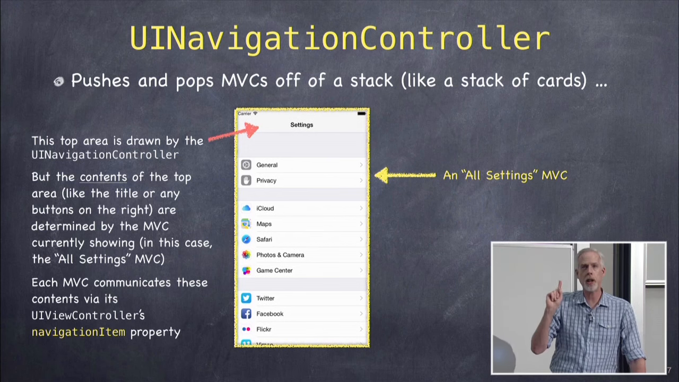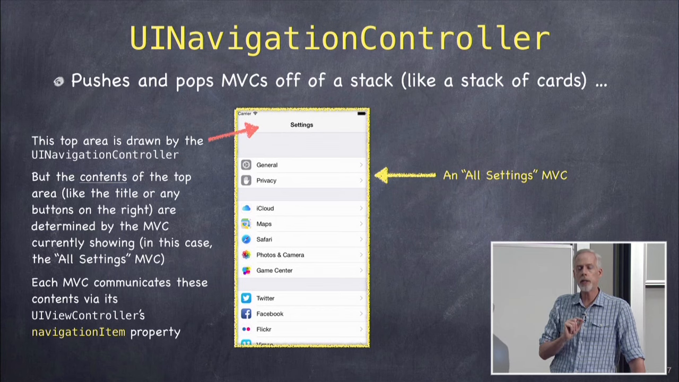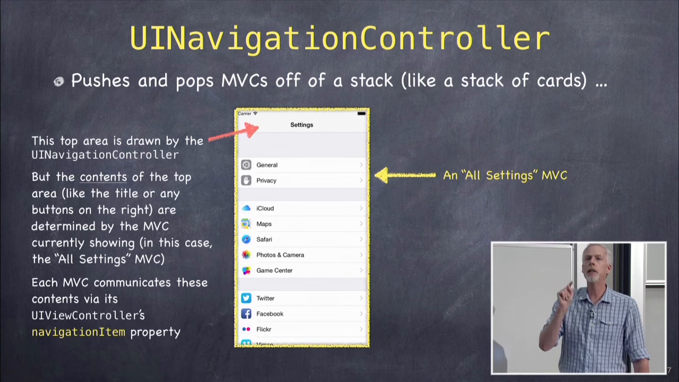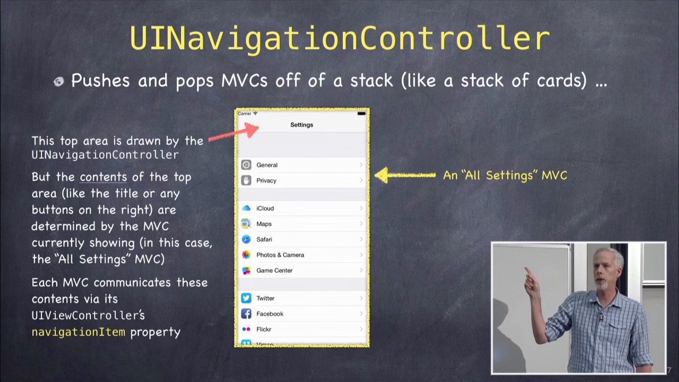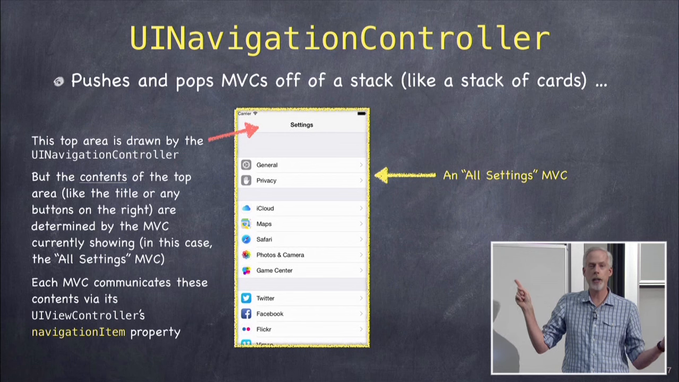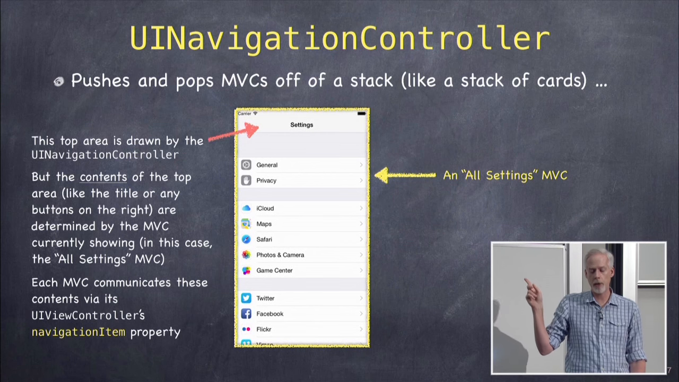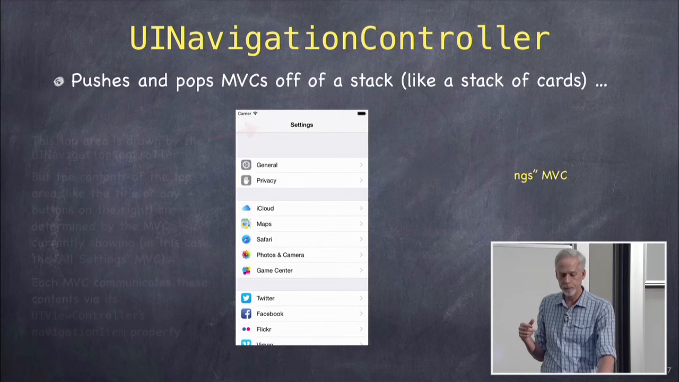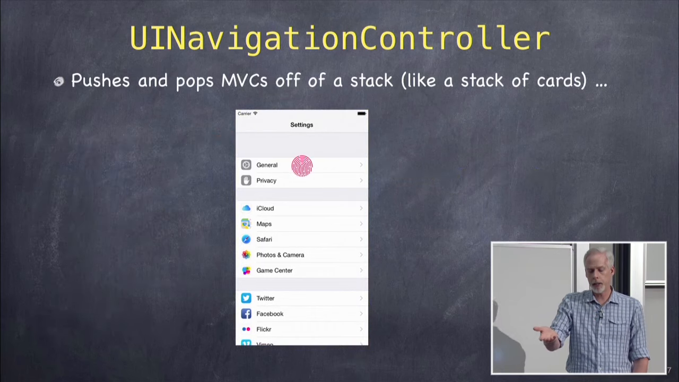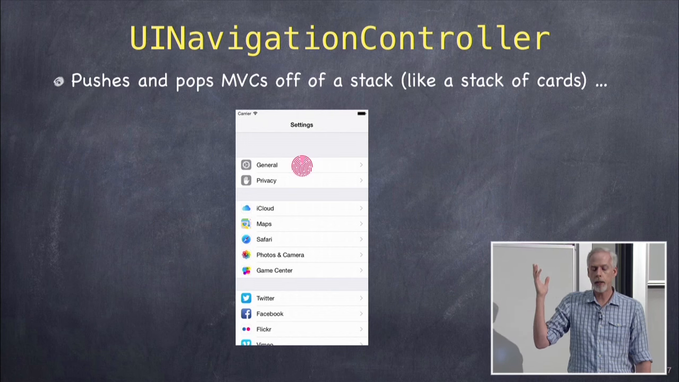That word Settings at the top, the navigation controller MVC is getting that word by asking the MVC that it's currently showing, what's your title? Now, it gets that from this var navigationItem. It's a UIViewController thing. Just like tabBarItem has all the tab bar things, navigationItem has all the UI navigation things. So if you look at the API for navigation item, it has things in there like title. And I'm going to show you another property that it's going to use in a second to get more information to draw.